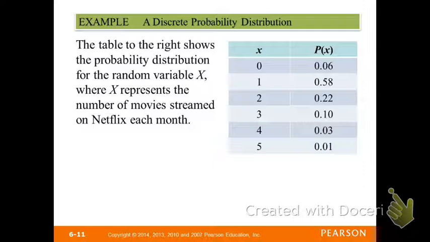Here's an example. The table to the right shows the probability distribution for the random variable x, where x represents the number of movies streamed on Netflix each month. Now, it's kind of interesting that this is monthly data here.